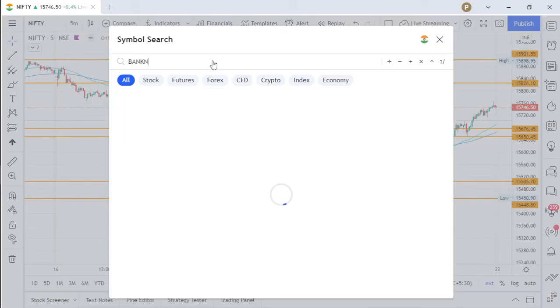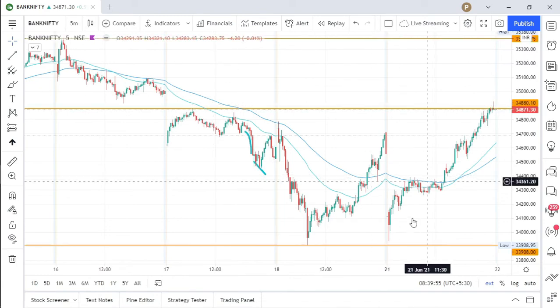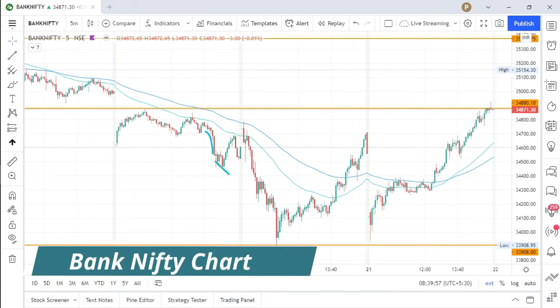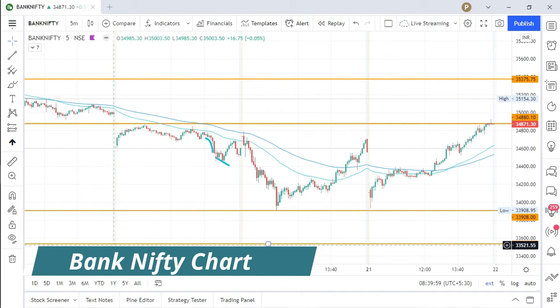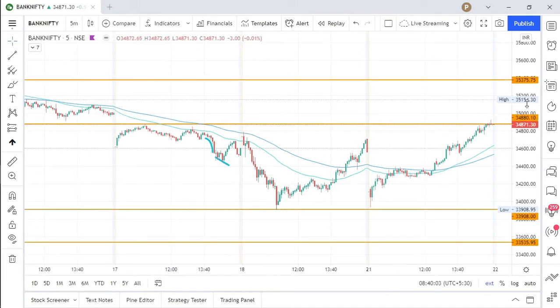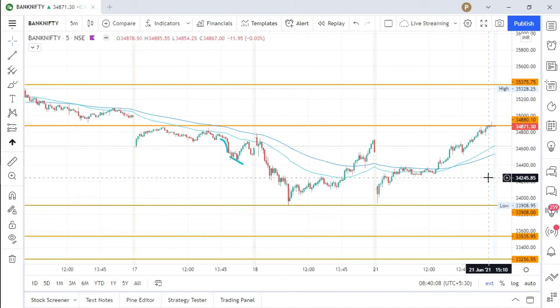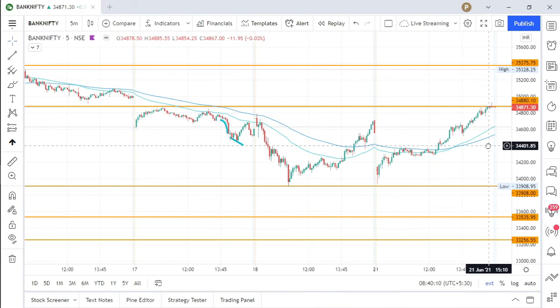So Bank Nifty, here we come. Yesterday Bank Nifty outperformed Nifty by a lot. So comparatively, let's see where we are. I think these levels are good. Yes, these are the levels that we discussed in yesterday's morning video, and I think these levels just worked out perfectly yesterday.